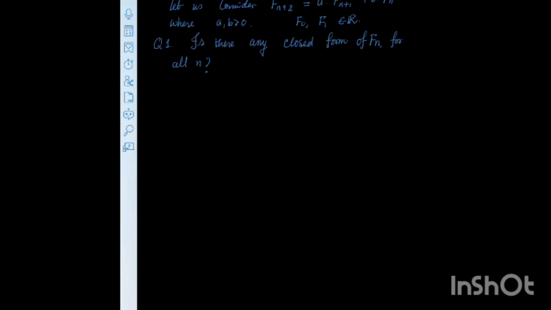Okay, so today we will discuss the general Fibonacci sequence, f(n+2) = a times f(n+1) plus b times f(n), where a and b are positive numbers. So there is a general question to ask: is there any closed form of f(n) for all n? The answer is yes.